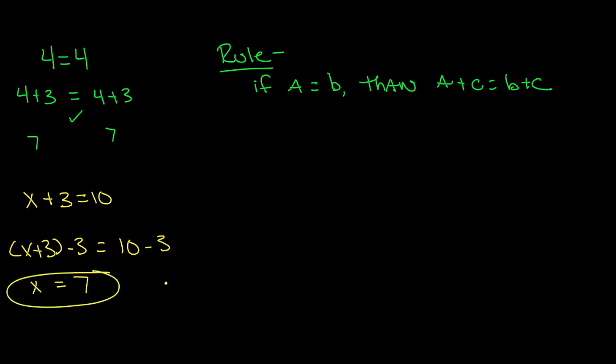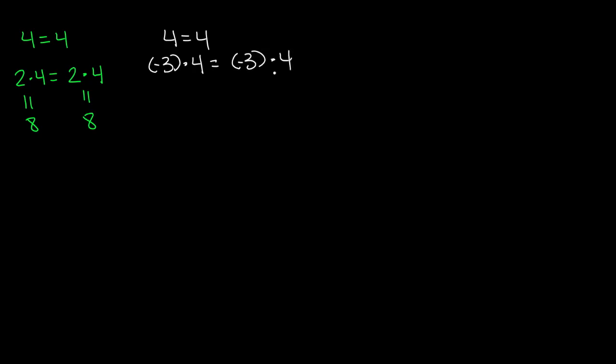Okay, so that's nice. Let's start again with 4 equals 4, and let's multiply it by, say, 2. 2 times 4 equals 2 times 4. This works. This is 8 and this is 8. So I can multiply by a number. I can also multiply by a negative number. So if I start with 4 equals 4, and I multiply by negative 3, negative 3 times 4 equals negative 3 times 4. Over here this gives me negative 12. Over here this gives me negative 12, and I'm happy.